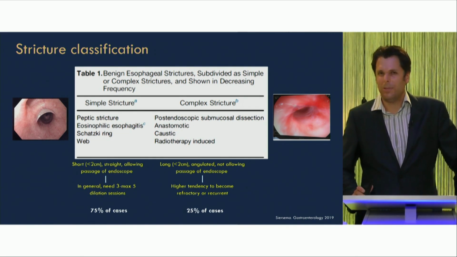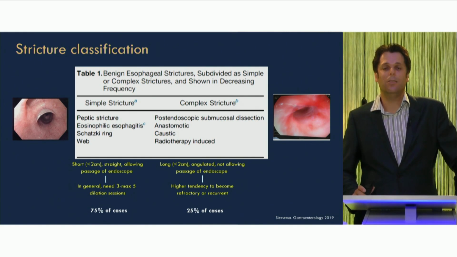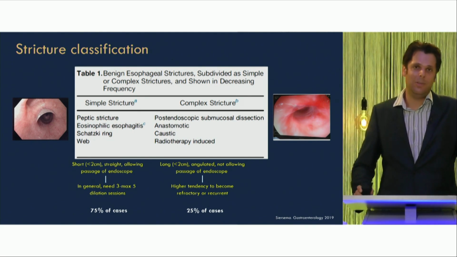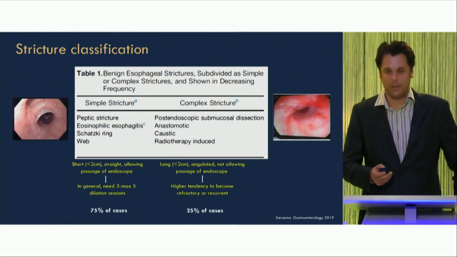So what are the characteristics of these strictures? They tend to be long, more than 2 centimeters, angulated, and they most of the time do not allow the passage of an endoscope. So these strictures really have a higher tendency to become refractory, and we see them in about 25% of the cases.